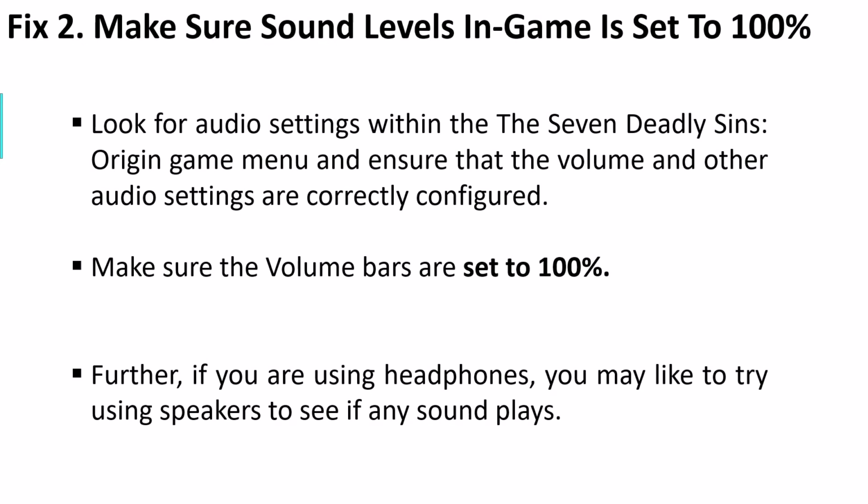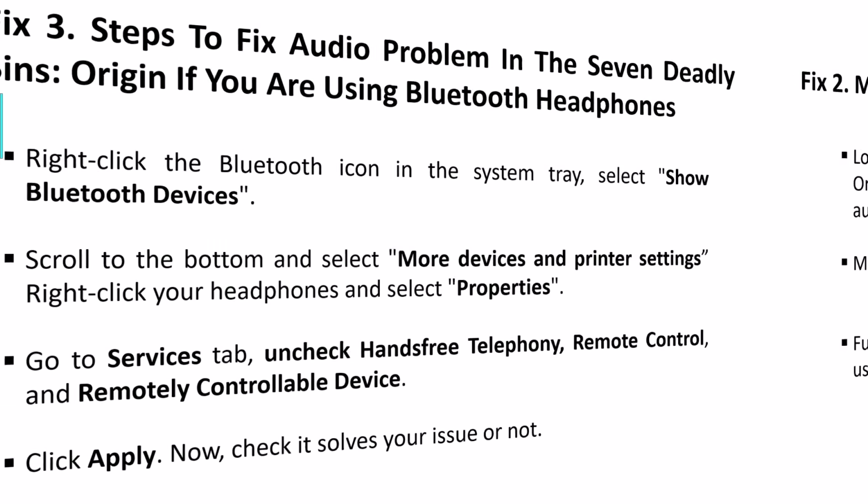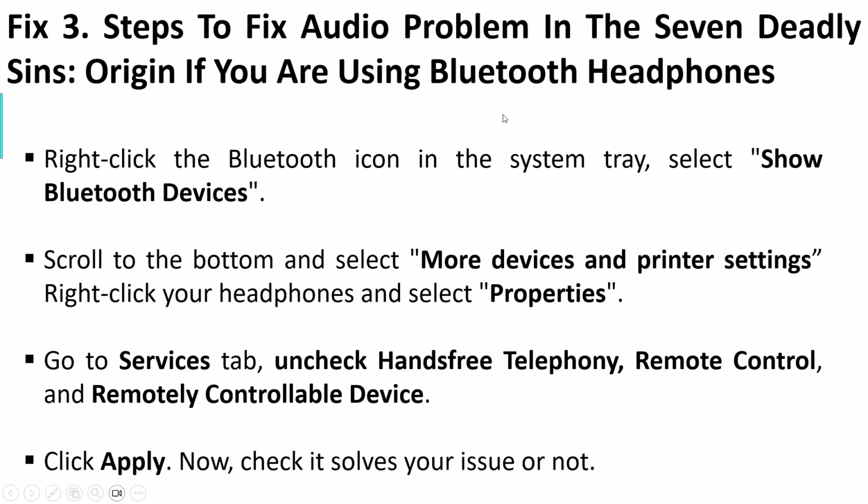Fix 2, make sure your sound levels in game are set to 100%. So look for the audio settings within the 7 Deadly Sins Origin game menu and make sure that the volume and other audio settings are correctly configured. Make sure the volume bars are set to 100%. Further, if you are using headphones, then you may like to try using a speaker and see if that helps or not.